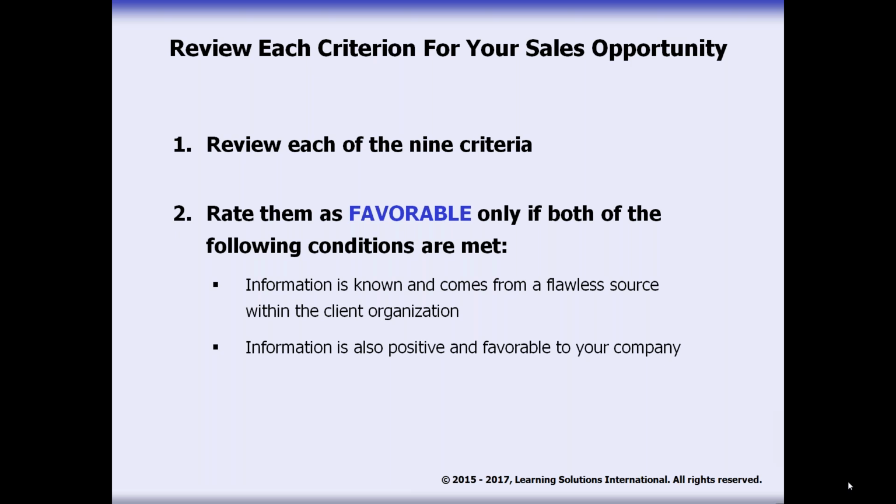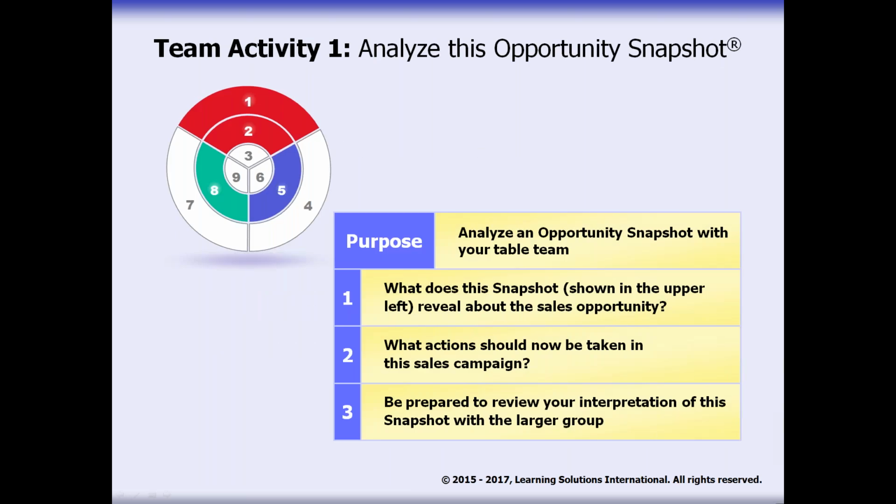And I'm going to give you an example. We asked them then in their table teams to do a simple activity, and I'm going to show you what it is. Here's the first activity we asked them to do as it relates to the opportunity assessment process. In the upper left here, you see a snapshot with the criteria 1, 2, 5, and 8 colored in. So we asked them to say, what does this snapshot reveal about the sales opportunity? What actions would you take now in this sales campaign? And let's pretend you're a sales manager looking at this snapshot with your salesperson.